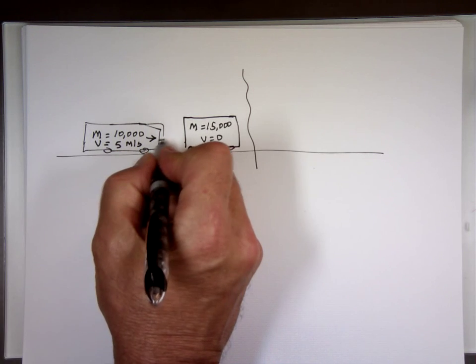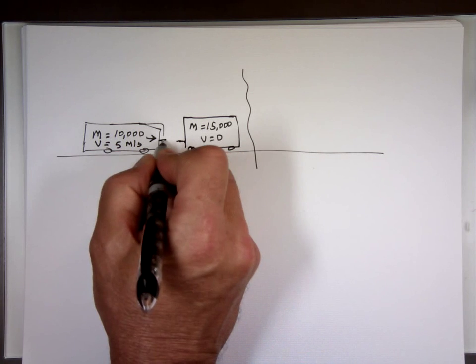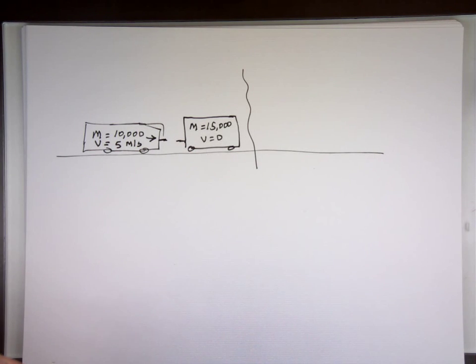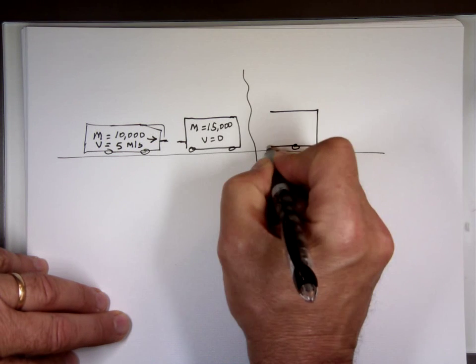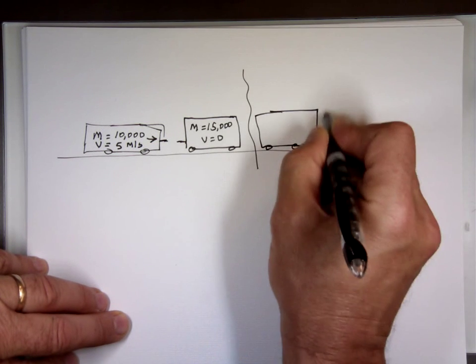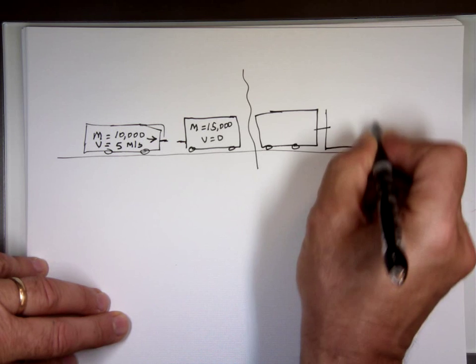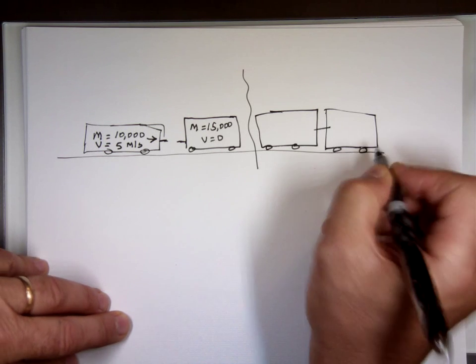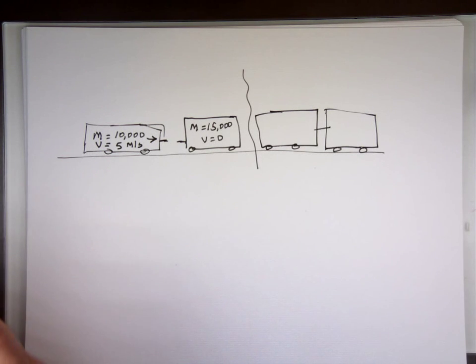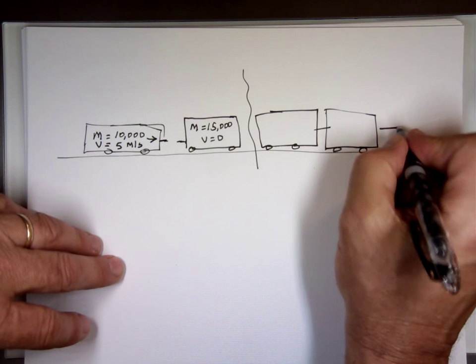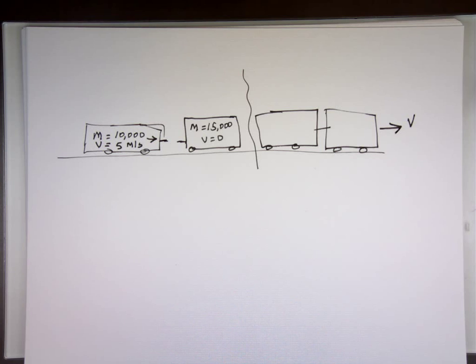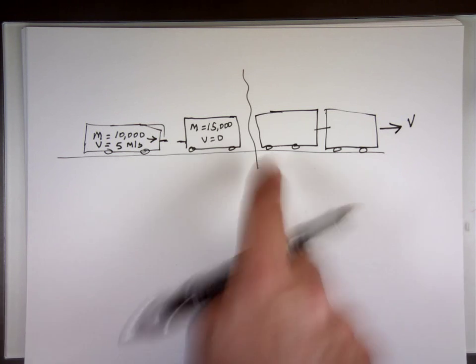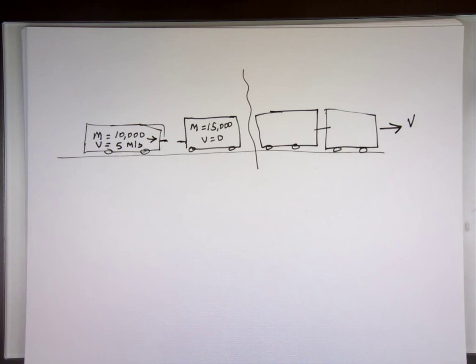After the impact, we're talking about trains here, what will happen? They usually stick together. So after the impact, they're going to look like this. They get coupled together, and now the system is going to move, I'm assuming, forward with velocity v. The question: how fast are they going to be moving? What's the speed now?